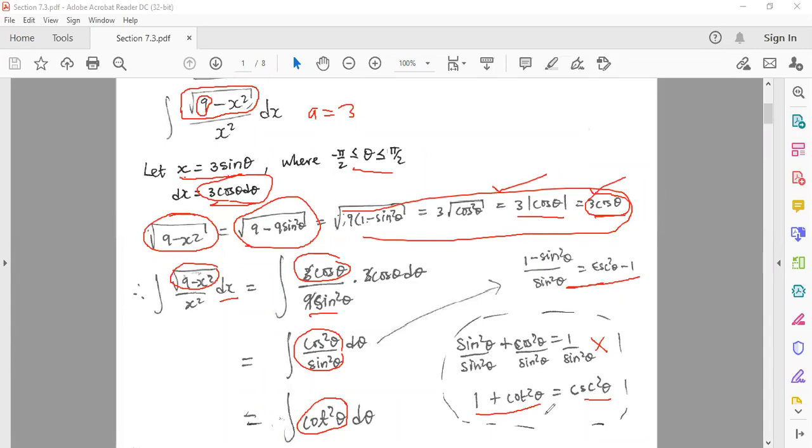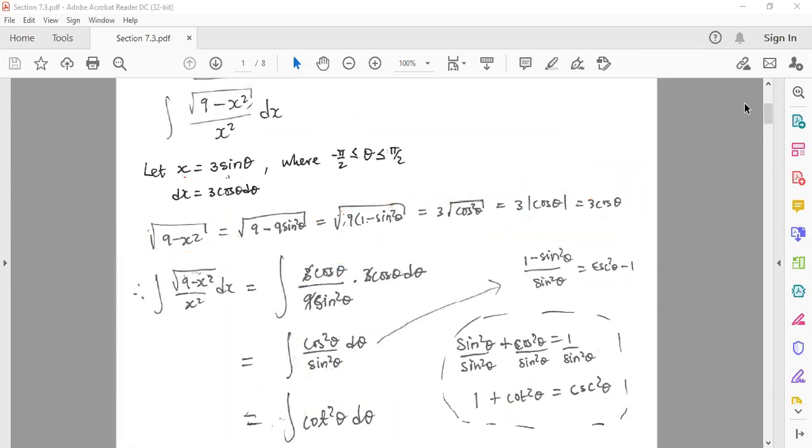Why am I writing this identity? Because I've seen a cot squared and I don't know how to integrate that. But I know that if I make cot squared the subject in this formula, I'll get cosec squared minus 1. I know what the integral of cosec squared is. I know what the integral of 1 is. Therefore, I'm good to go. All right, so let me scroll down so that we see what happens.